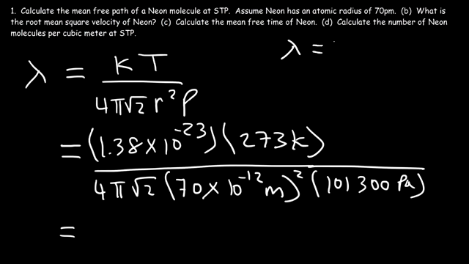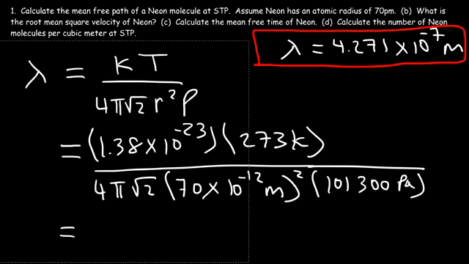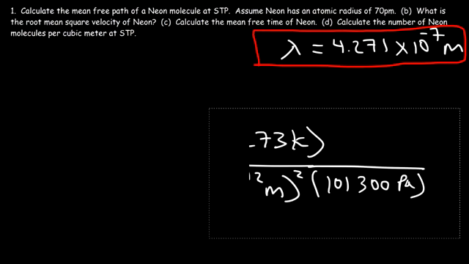So the mean free path is 4.271 times 10 to the minus 7 meters. So that's the answer for the first part of the problem. Now let's move on to the second part. Let me just get rid of some stuff first.